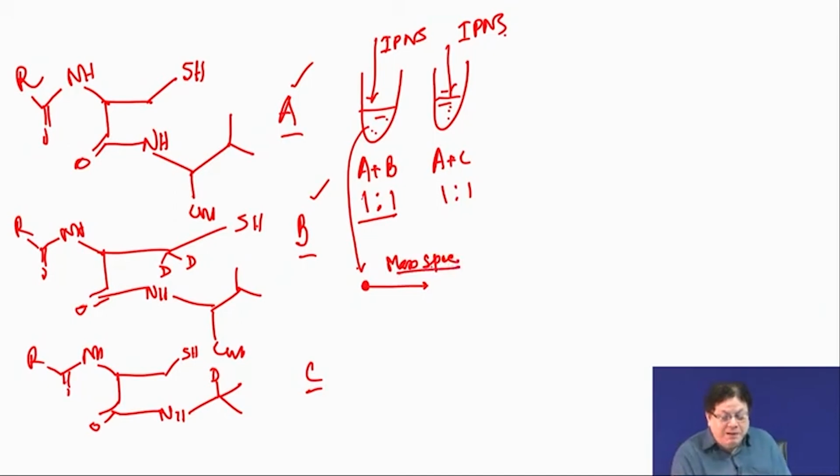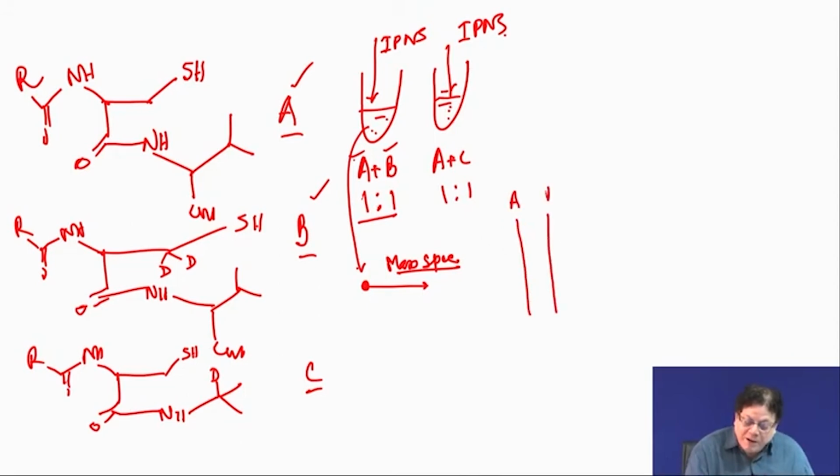So, what will happen in the mass spec? Say after 5 minutes, there will be a lot of A and B still present. So, what will happen now? You will see two peaks, one for A and one for B. What is the difference between A and B? Two mass units. So, this is M, this is M plus 2.